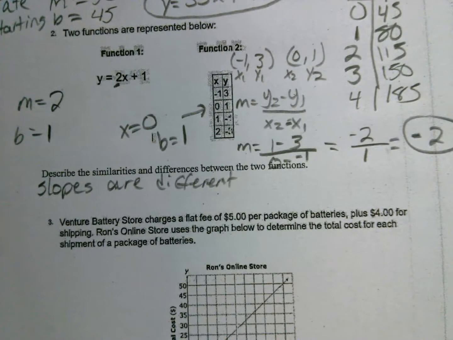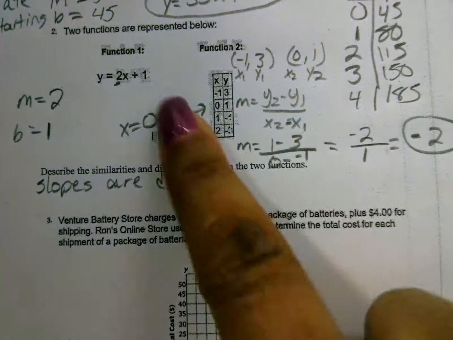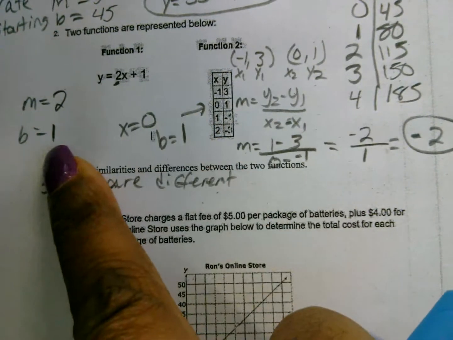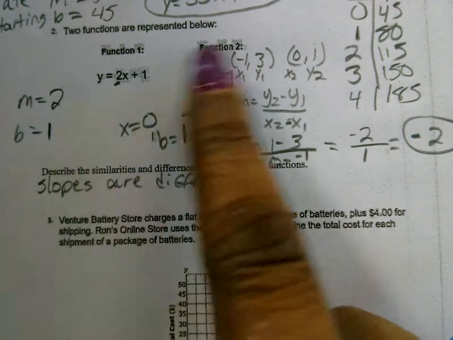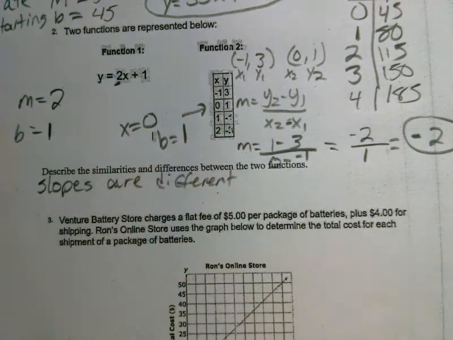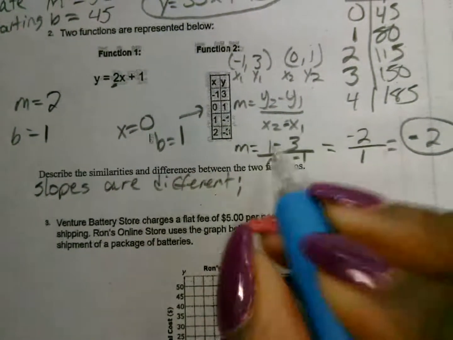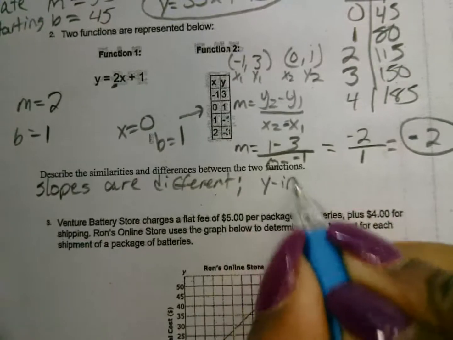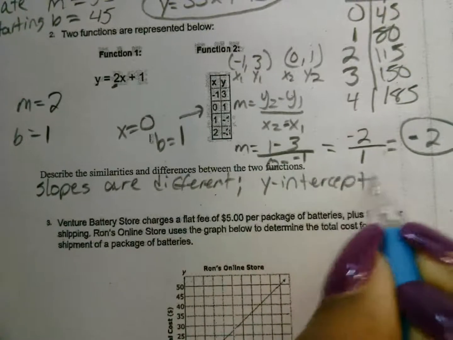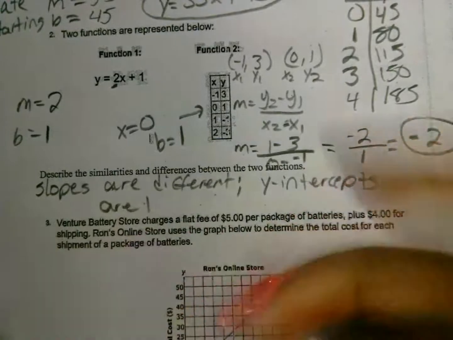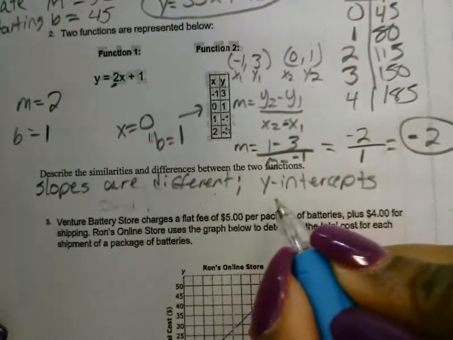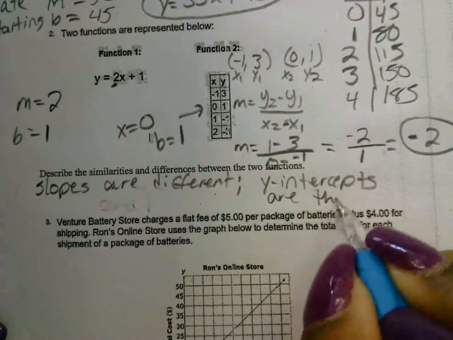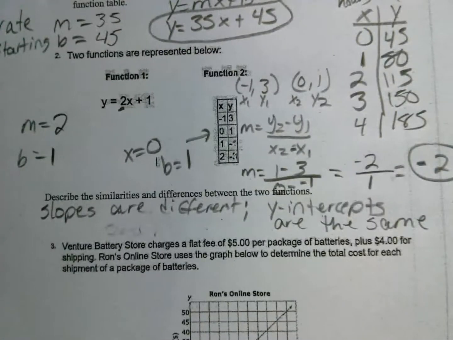So that's a similarity. Function 1 has a slope-intercept, y-intercept of 1, and the table has a y-intercept of 1. So the y-intercepts are the same. So on your test, when you are given 2 different types of functions, you need to find the slope and the y-intercept.